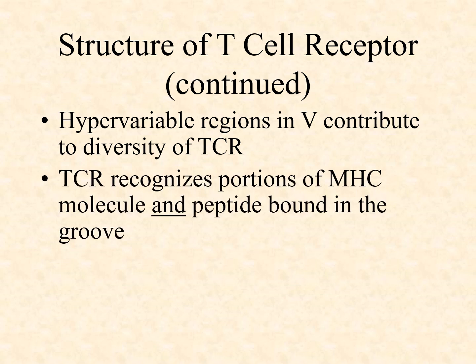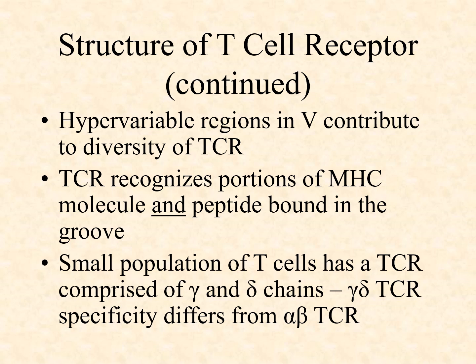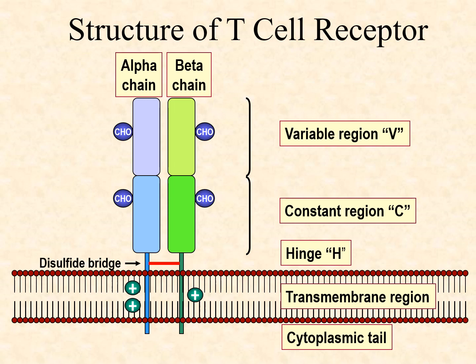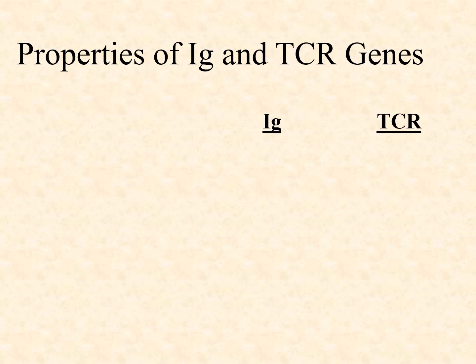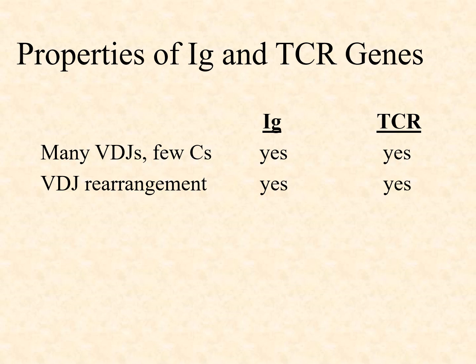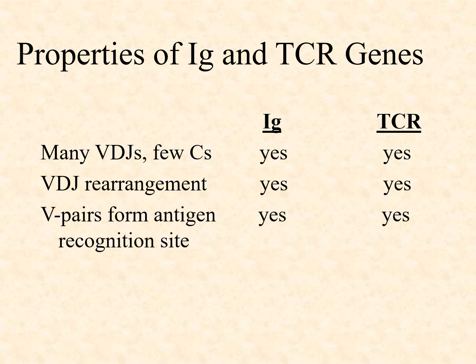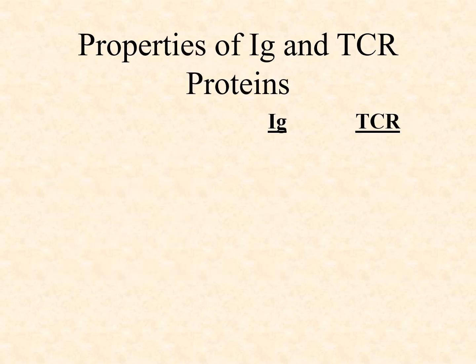T cell receptors recognize portions of the MHC molecule and the peptide bound in the groove. A small population of T cells has a TCR comprised of gamma and delta chains, different from the alpha beta TCR. This is the structure of the alpha and beta chains of the T cell receptor. Properties of Ig and T cell genes: many V, D, J, few C segments. Ig and TCR, VDJ rearrangement, V pair forms antigen recognition site, somatic hypermutation.